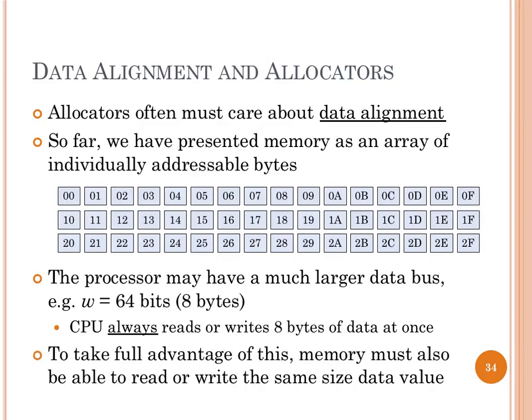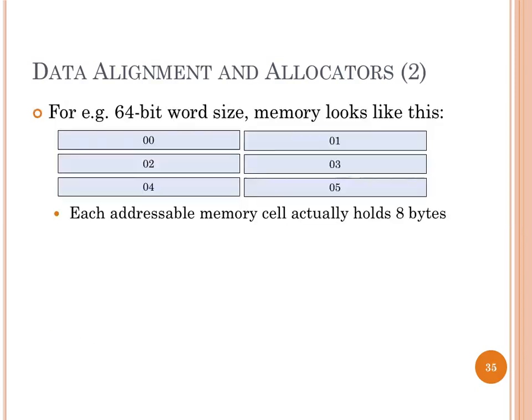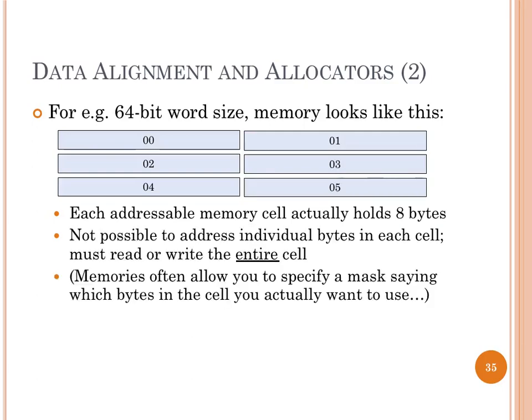So if we have a processor that's reading and writing 8 bytes at a time, we need memory that's accessed in chunks of 8 bytes. We have to have that so that they can talk to each other at full bus width. As an example, for our x86 systems that are 64-bit, we have a memory that looks like this. Chunk 0 has 8 bytes in it. Chunk 1 has 8 bytes in it, and so forth. So those memory cells actually hold 8 bytes.